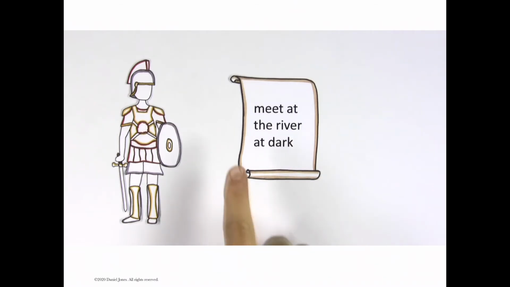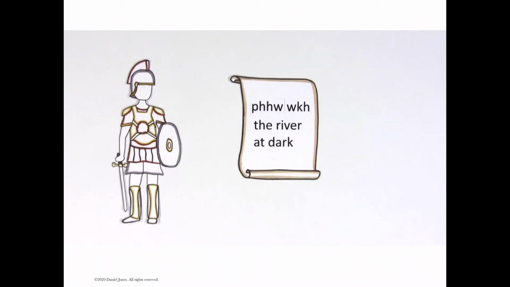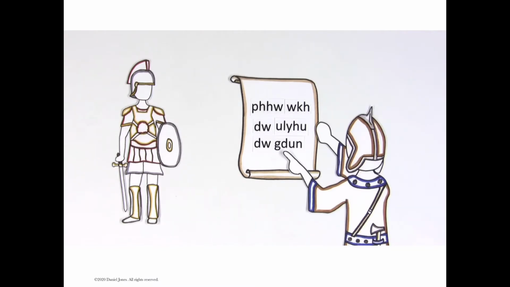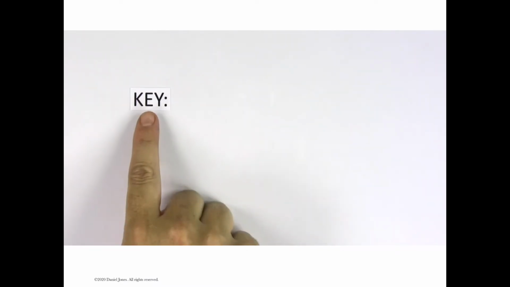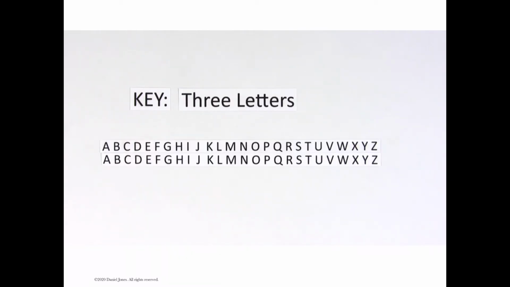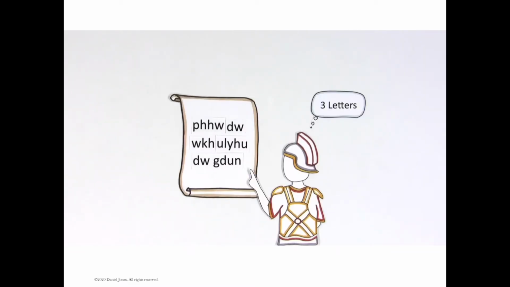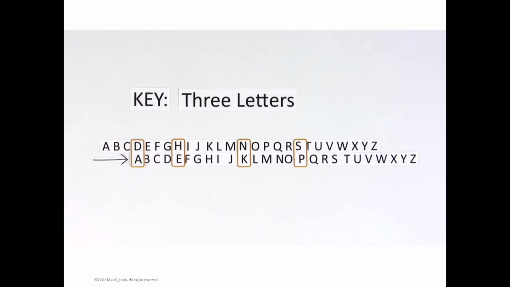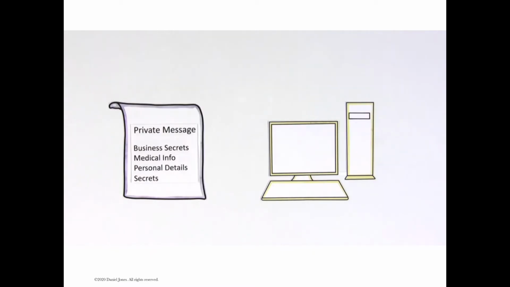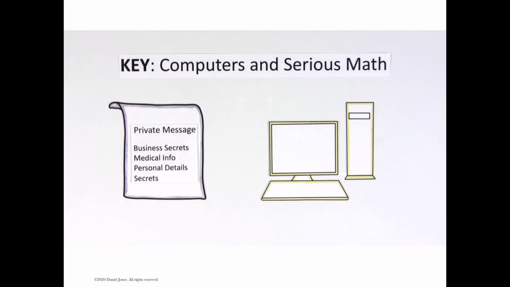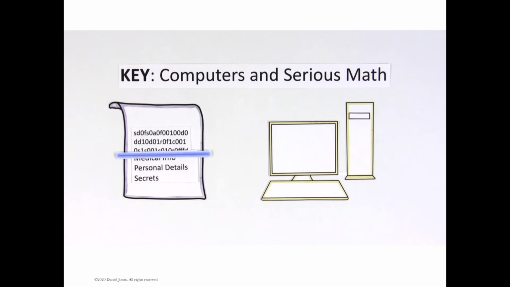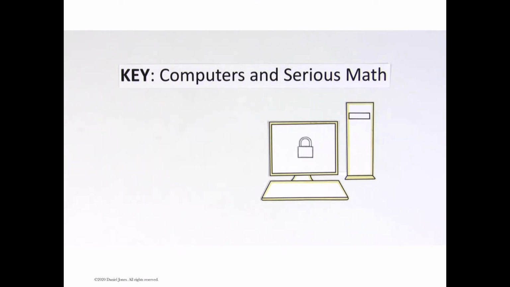Instead of writing a message using normal words, they substituted letters in a systematic and secret way. This is called a key. This key, for example, is 3 letters, which means moving the alphabet over by 3 letters. And by knowing the secret key, the message could be decoded. This basic idea is what keeps our communication secure on the web today. Instead of using the alphabet, this encryption involves computers and serious math, so the code is nearly impossible to break.